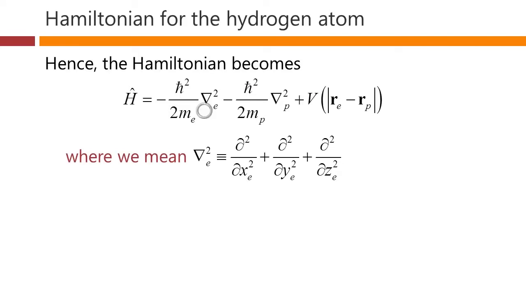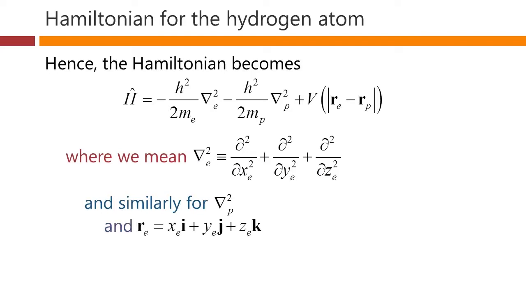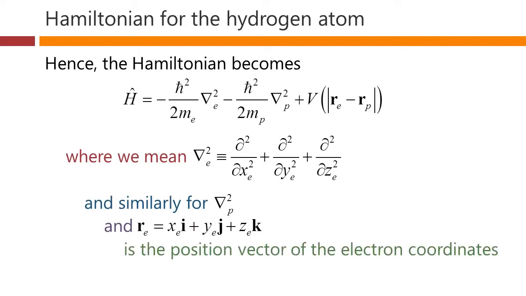And here, of course, this del squared E refers to the del squared with respect to the electron coordinates, and similarly for del squared P, it will refer to the del squared with respect to the proton coordinates. And this Re, the position vector for the electron, of course we can write it in terms of components if we want to, in the x, y, and z directions, and that's the position vector of the electron coordinates. And similarly for the position vector of the proton coordinates.